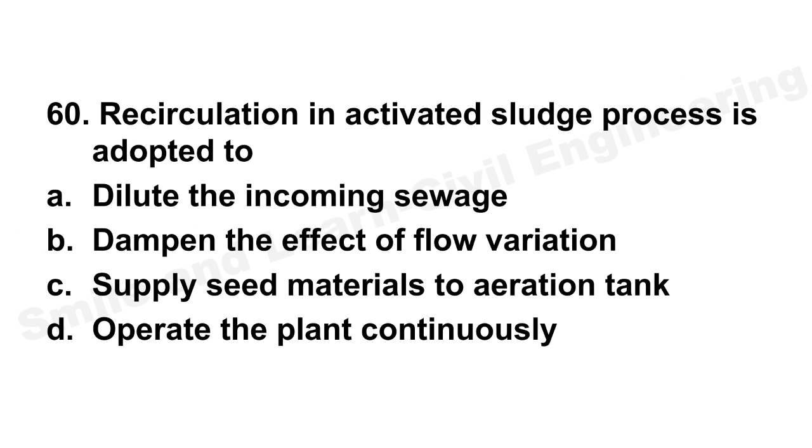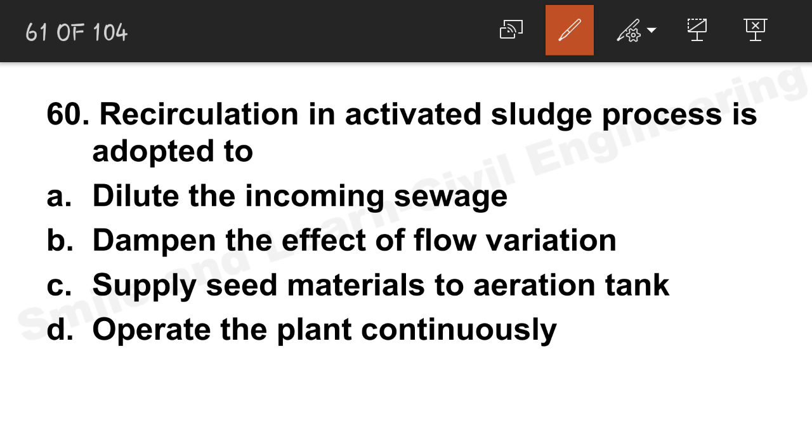Question number 60. Recirculation in activated sewage sludge is adopted to. Why is recirculation done? We know that in activated sludge, we use the bacteria or the sludge which gets activated due to the presence of bacteria or biological action, and that dilutes the incoming sewage. Okay, from that concept we get the sludge volume index. Alright. So it supplies seed materials to the aeration tank and reduces the strength of sewage. Okay. Also it dilutes. So between A and C, I think C will be the correct answer.